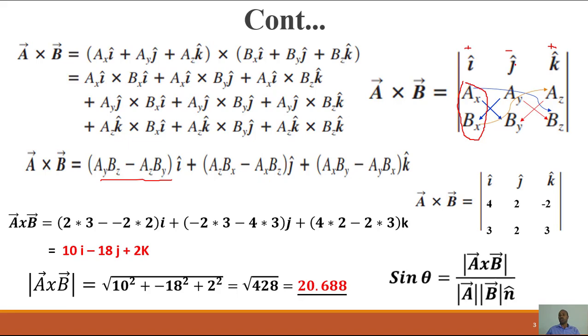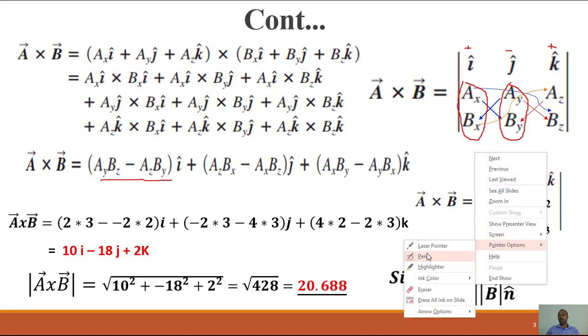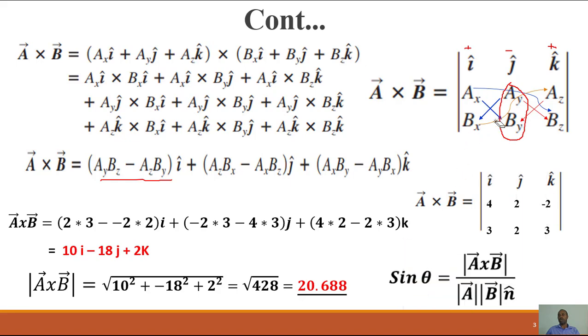Then again to calculate the J coefficient, you circle this one. Then you just multiply the other components. So you have AX multiplied with BZ, which is this one, then you can make a minus here if you multiply AX BZ. Otherwise, you can reverse this one, no problem. So you have AZ BX minus AX BZ. Then you should put plus. Otherwise, you can reverse this one with minus sign.